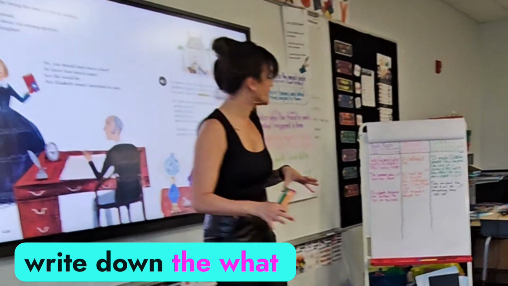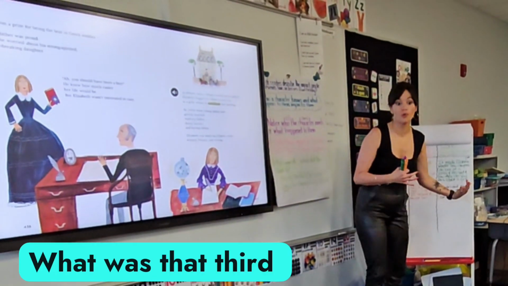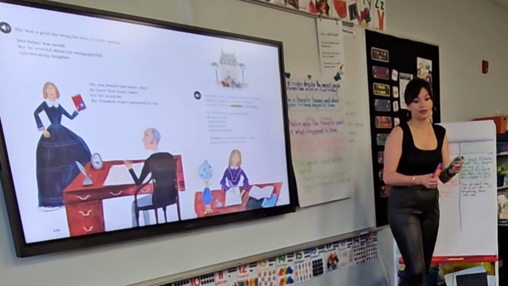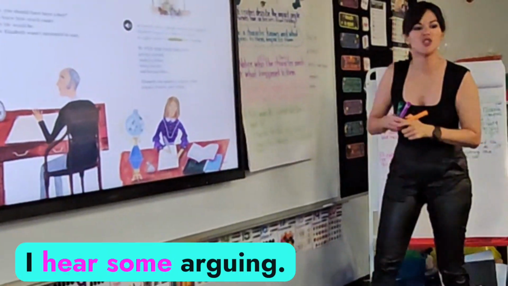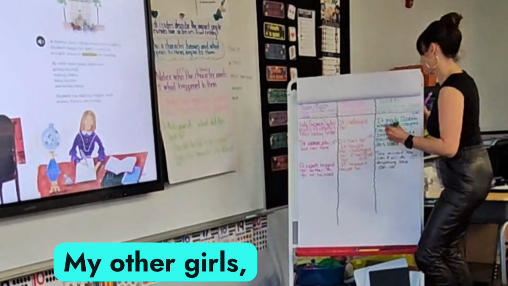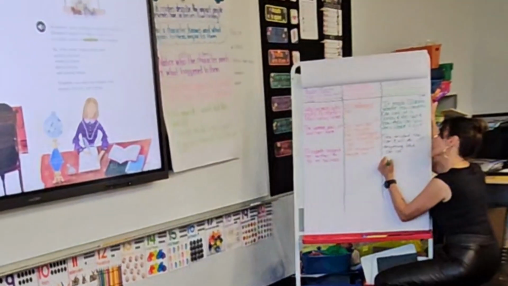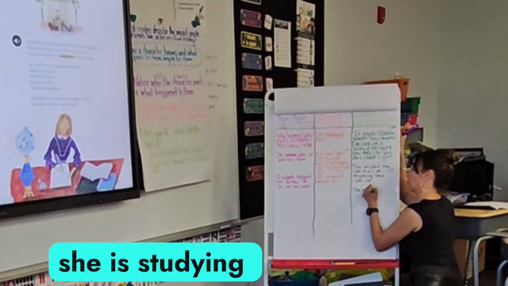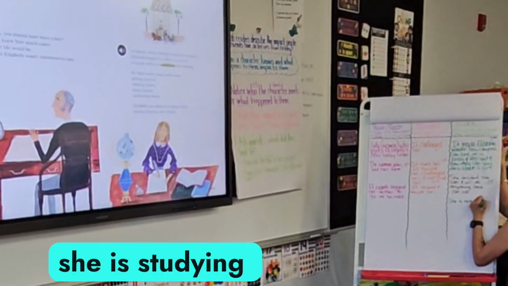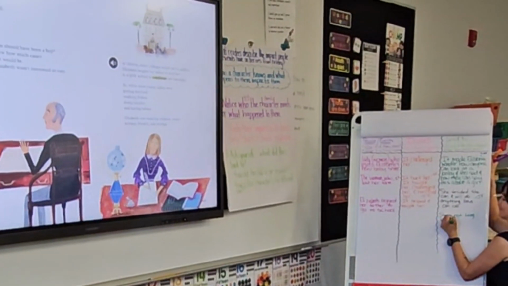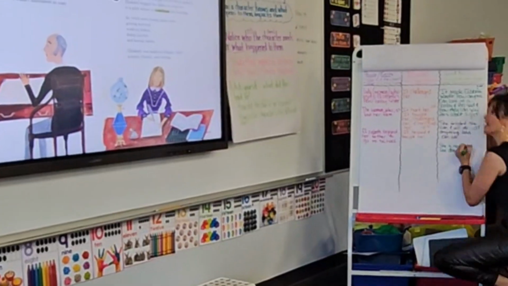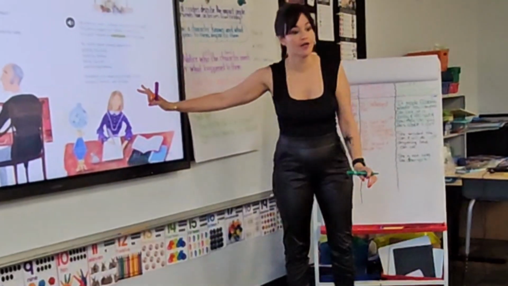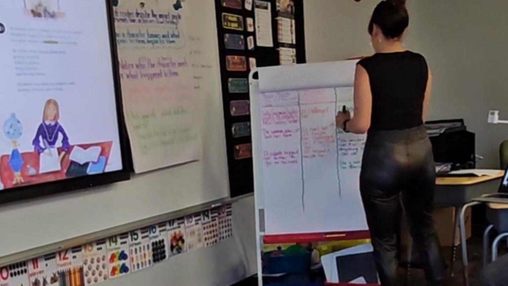And did you guys write down what this led to? What was that third piece that you guys said? Go ahead, Amani. Teacher point, I hear some arguing. And not living like other girls. She is studying religion, math, science, French, and writing. You wrote exactly what it said right here. Excellent. Give me some initials, please.